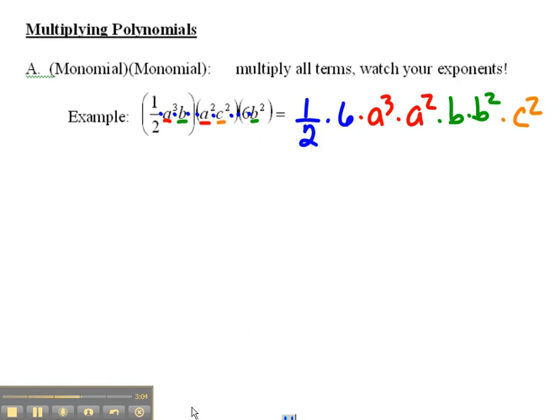Since we're multiplying, this is where you add your exponents. 1/2 times 6 is 3. Here my bases are the same. Add the exponents. A to the 5th, b to the 3rd, c squared.